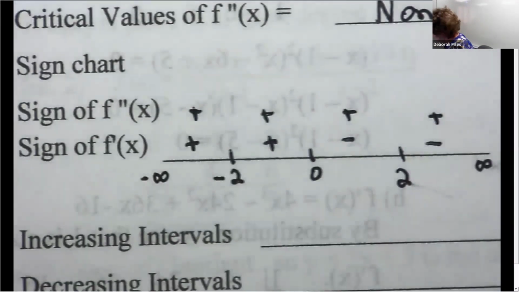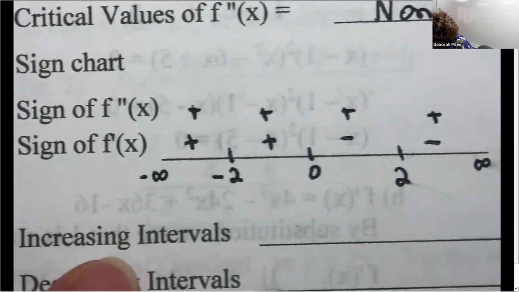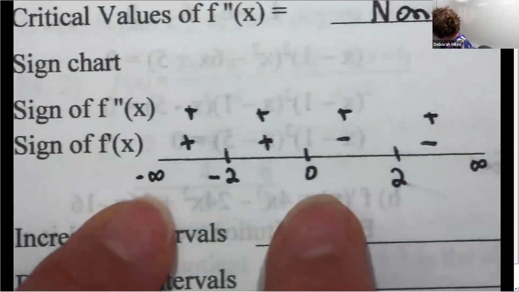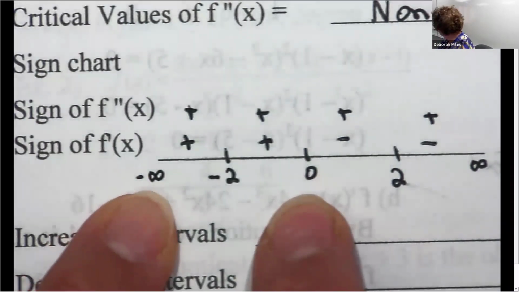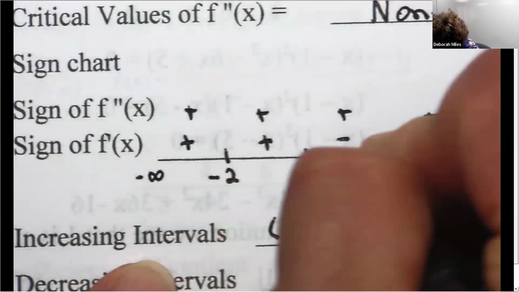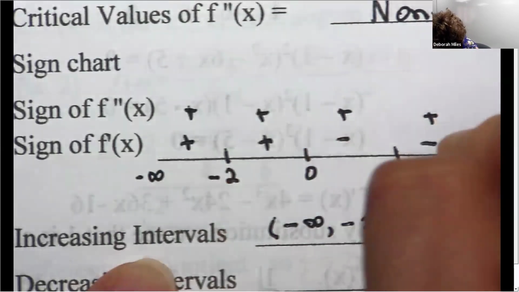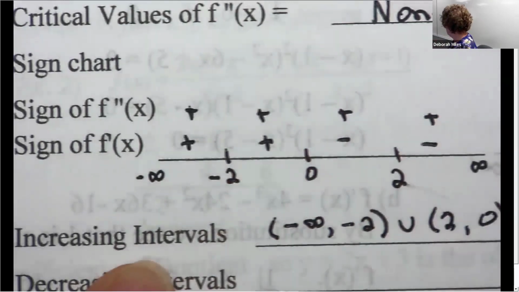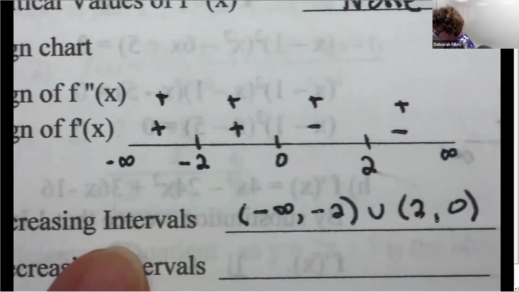So what are my increasing intervals? Could I just write that as negative infinity to 0? No, because -2 is a discontinuity. It's a vertical asymptote. I need to write those increasing intervals separately. Negative infinity to -2 and -2 to 0. And it has 2 decreasing intervals, from 0 to 2 and from 2 to infinity.